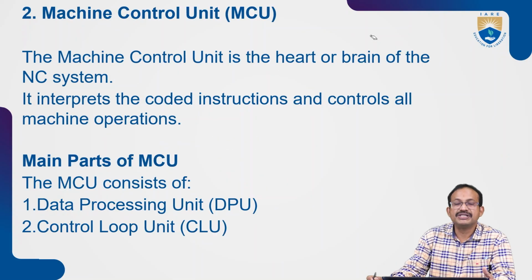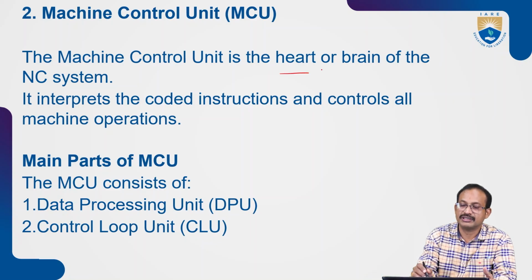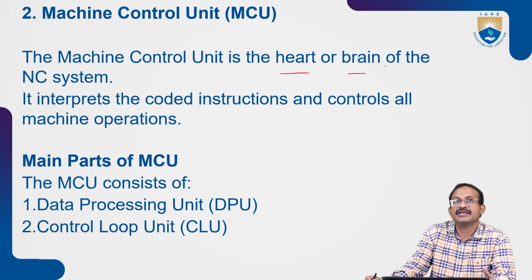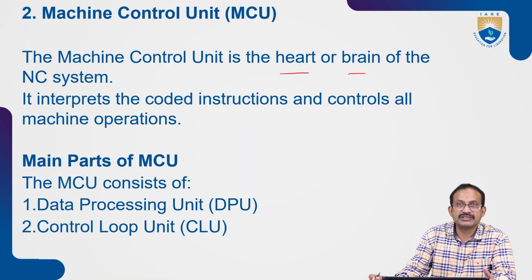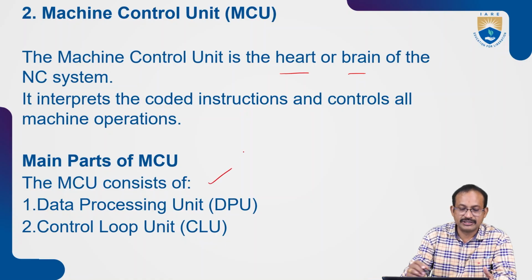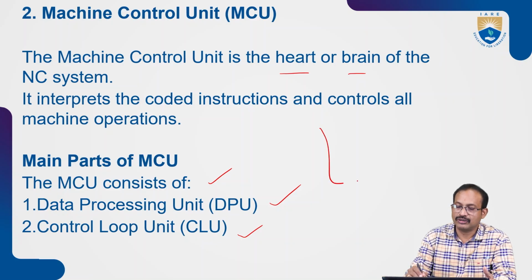Machine control unit, MCU. The machine control unit is the heart or brain of the NC system. It interprets the coded instructions and controls all machine operations. Main parts of MCU: the MCU consists of data processing unit, DPU, and control loop unit, CLU. So the machine control unit, MCU, is having two units.